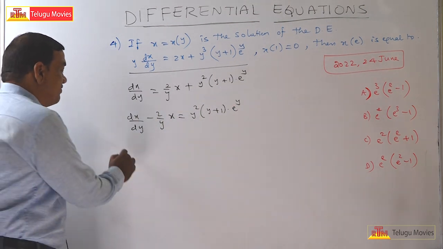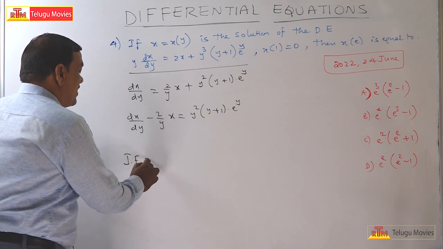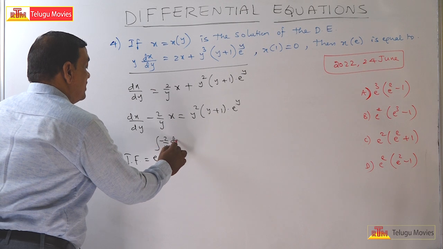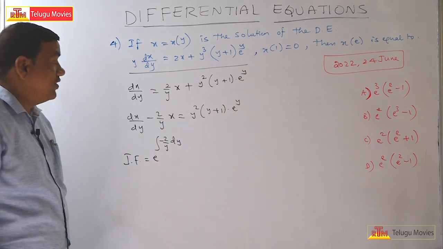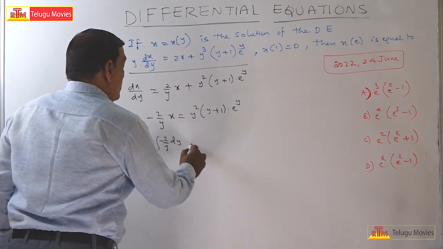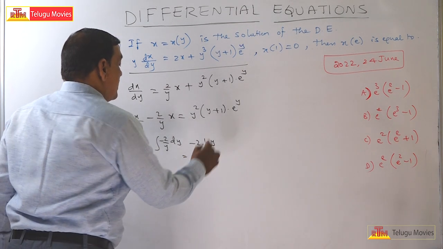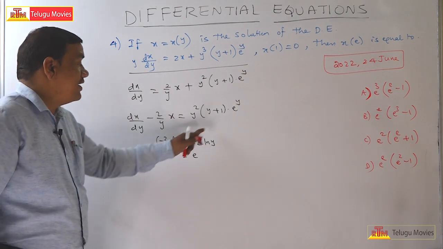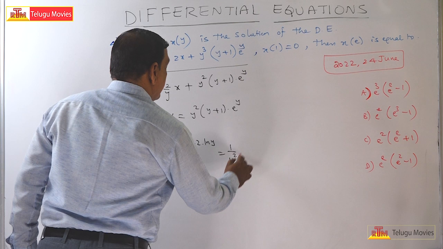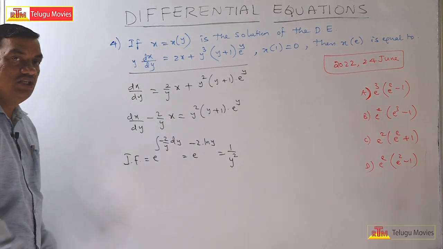So what is the integrating factor? Your integrating factor is equal to e to the power of integral of minus 2 by y dy. This is equal to e power minus 2 ln y. So y power minus 2, which is equal to 1 by y square. So that is the integrating factor.